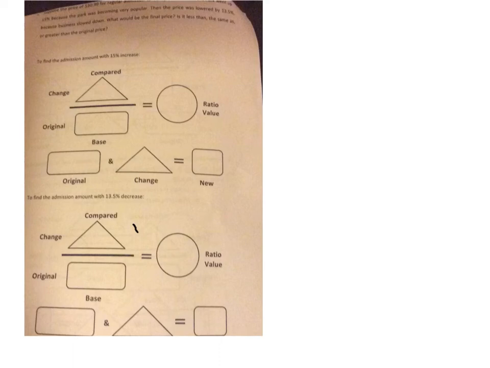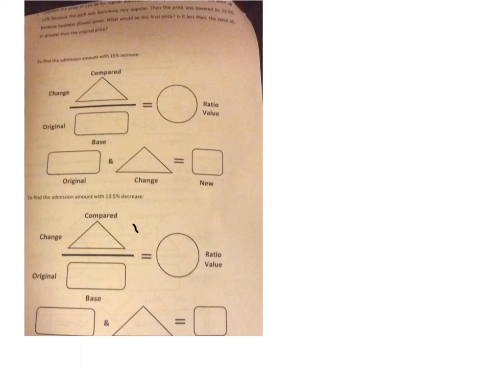Okay, I know it's really hard to read on the screen, but you have your paper right in front of you, so you can just look at the paper when we do this. It says, suppose the price of $30.99 for regular admission to Valley Fair Amusement Park went up 15% because the park was becoming very popular. Then the price was lowered by 13.5% because business slowed down. What would be the final price? Is it less than, the same, or greater than the original price?